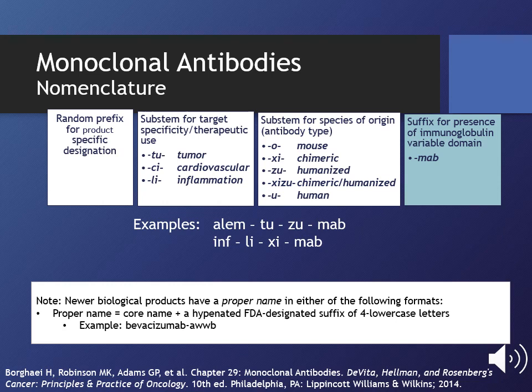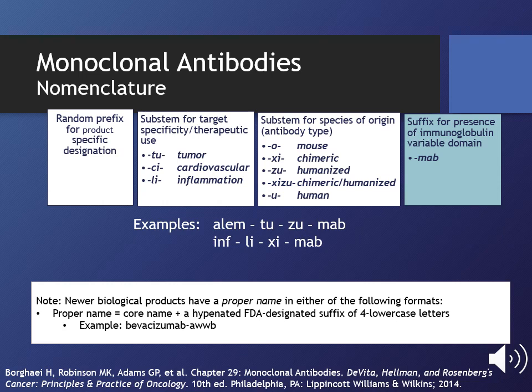So, if we look at these next two examples, alemtuzumab targets a tumor that is a humanized monoclonal antibody, versus infliximab is a drug that targets the inflammatory system and it's a chimeric monoclonal antibody.